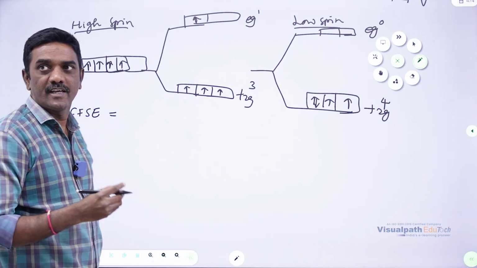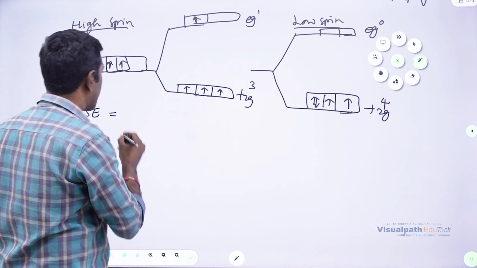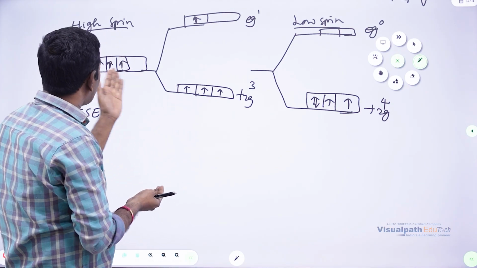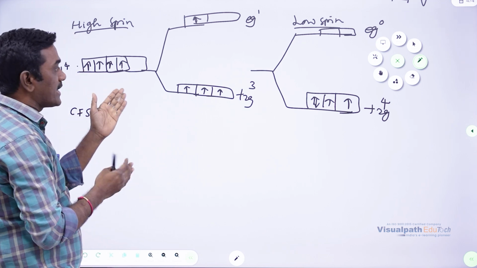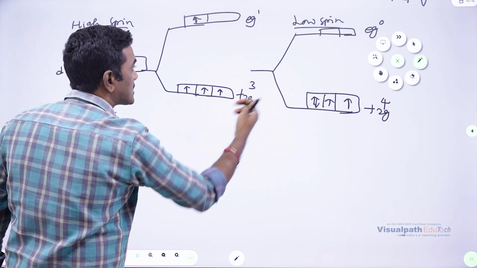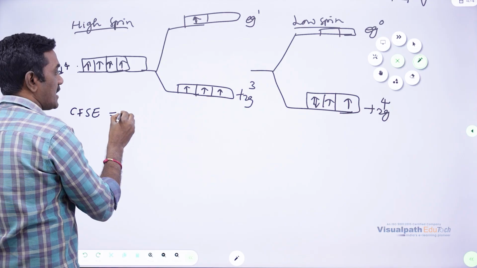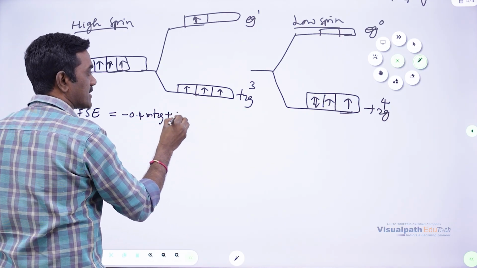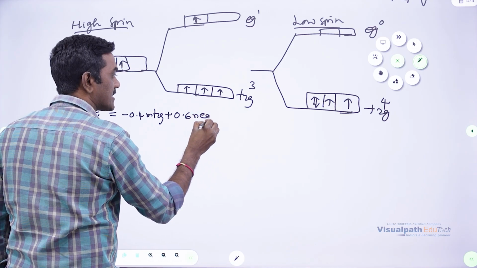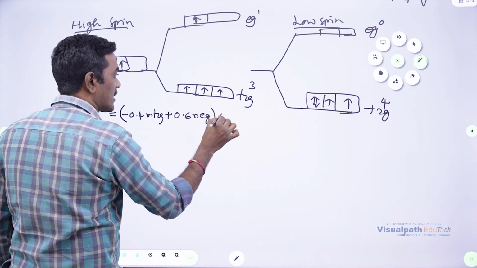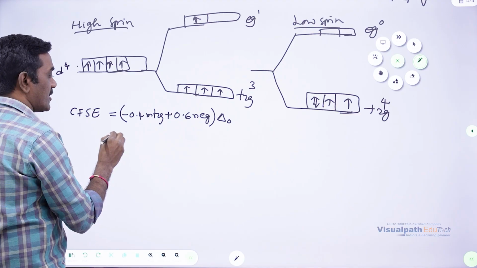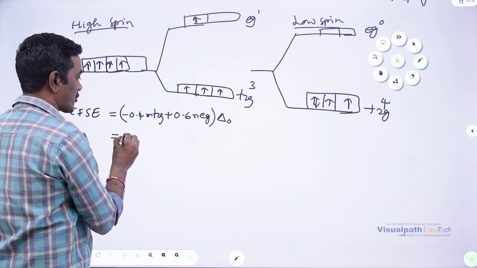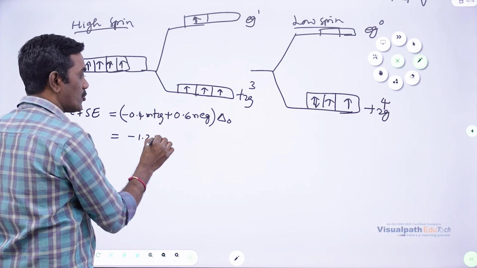CFSE, how to calculate? CFSE calculation we have already discussed. For high spin, the pairing energy concept will not come, because before and after pairing it will be equal. Now here it is going to be different. For CFSE, here minus 0.4 m t2g plus 0.6 n eg delta naught. Now we are going to consider minus 0.4. How many electrons? 3 electrons.